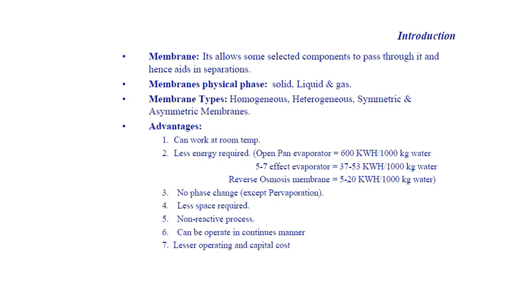So a membrane might be a solid, a liquid, or a gas. So it may be present in any physical phase, and there are different types of membranes. Membranes might be homogeneous membranes, heterogeneous membranes, symmetric or asymmetric membranes. We will discuss the different types of membranes in the next few classes. Now we'll come to the advantages of membranes.